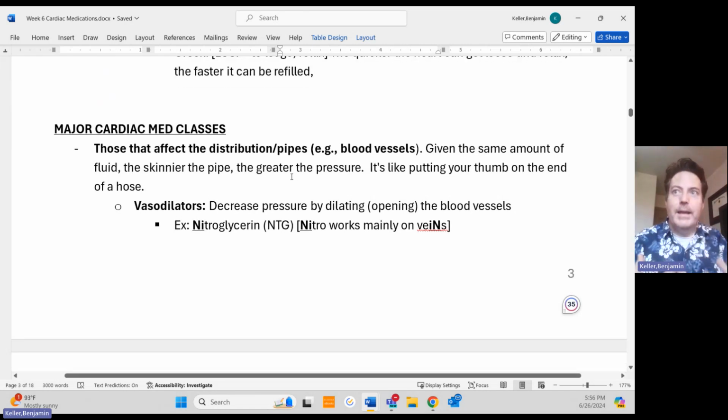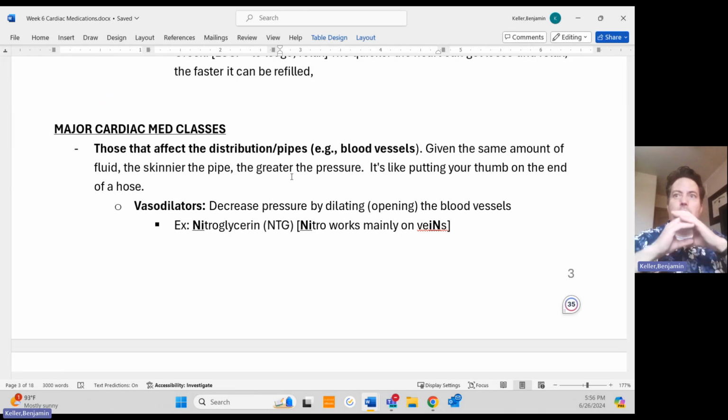So keeping that in mind, a vasodilator decreases blood pressure by dilating or opening up the blood vessels. So that's what vasodilators do. They open up the blood vessels. And by opening the blood vessels, we are getting a lower amount of blood pressure. An example of this is nitroglycerin.